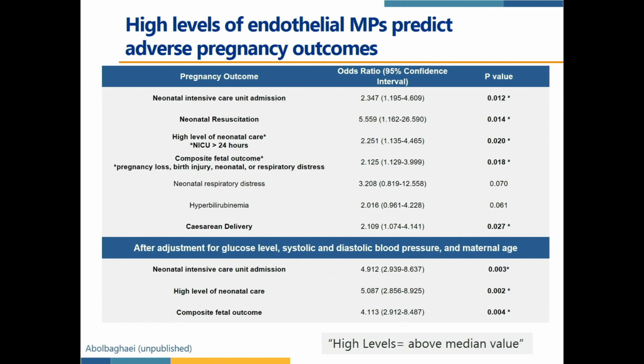delivery. And even if we adjust for known risk factors for these things like glucose, blood pressure, maternal age, in fact, those relationships only get stronger, not weaker. So in that case, you're actually at risk of a 5-fold increased risk of NICU admission. So there does seem to be some predictive value by looking at maternal vascular health early in pregnancy.